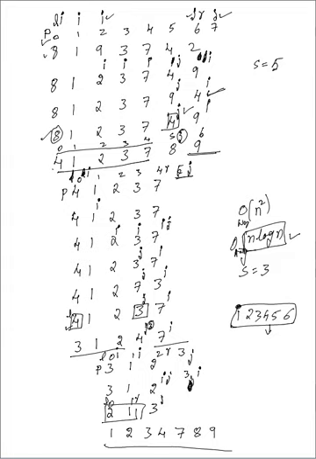Because of that, in the average case, quicksort will always be n log n. Any doubt here? No, sir. Anybody?